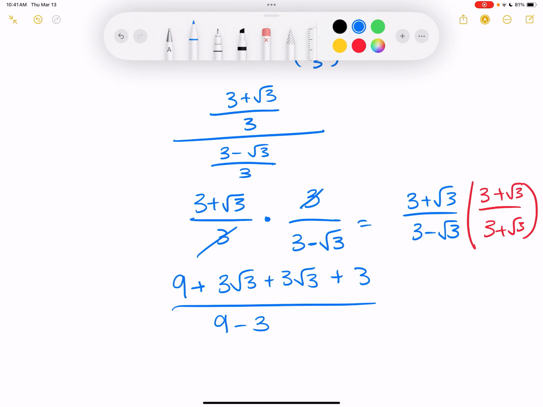This one problem is taking up half of my page. I would normally probably go side to side on this one, but I'm trying to make sure that we're seeing step by step exactly what's happening.